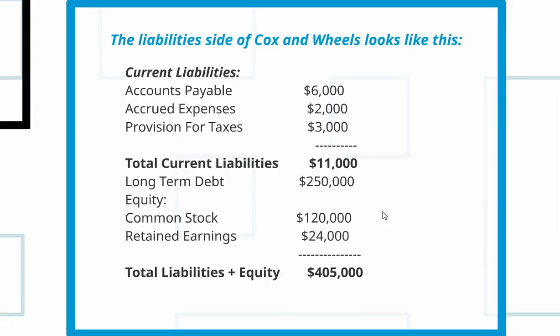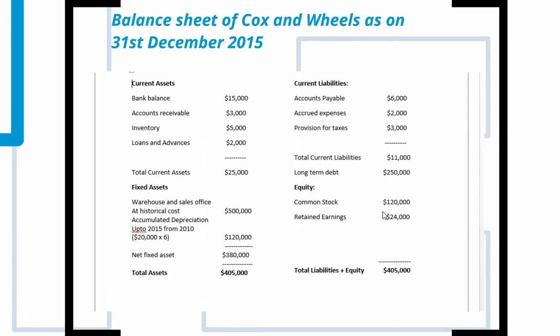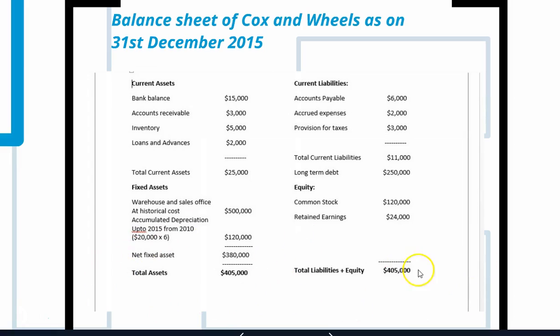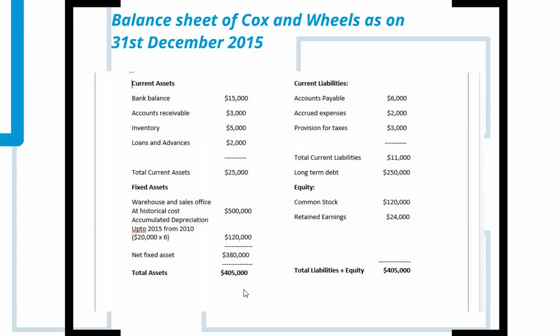So if you put the assets and liabilities together, what you get is the balance sheet. And the balance sheet looks like this. Assets on this side, liabilities on this side, and you can see the assets and liabilities are equal. With this, we come to the end of balance sheet.